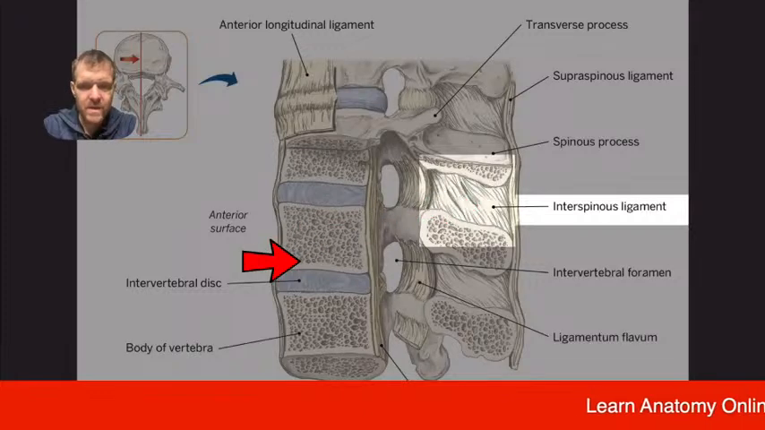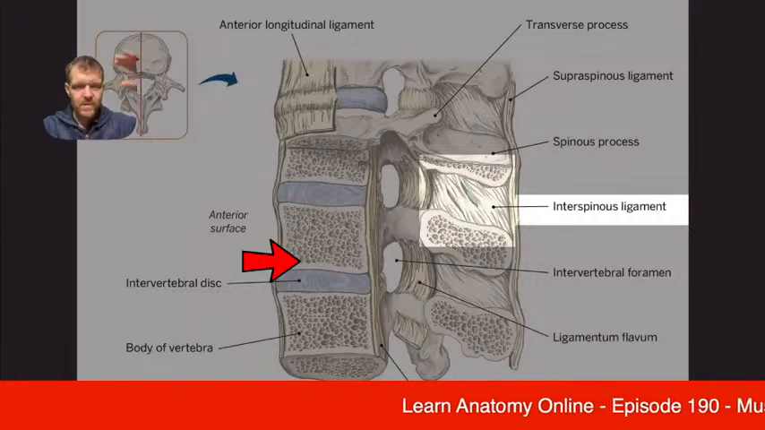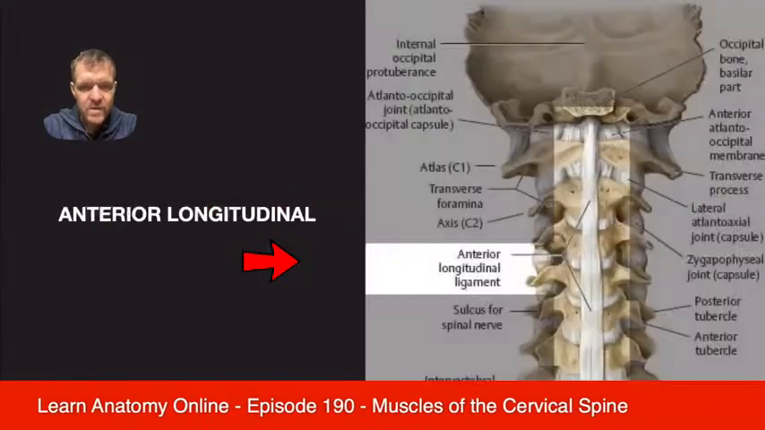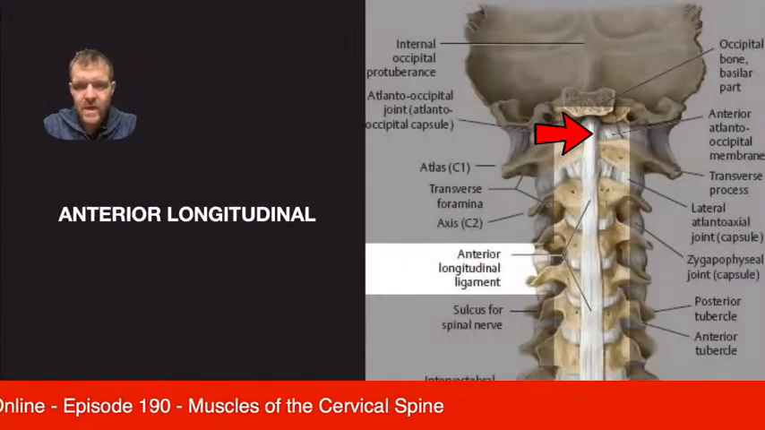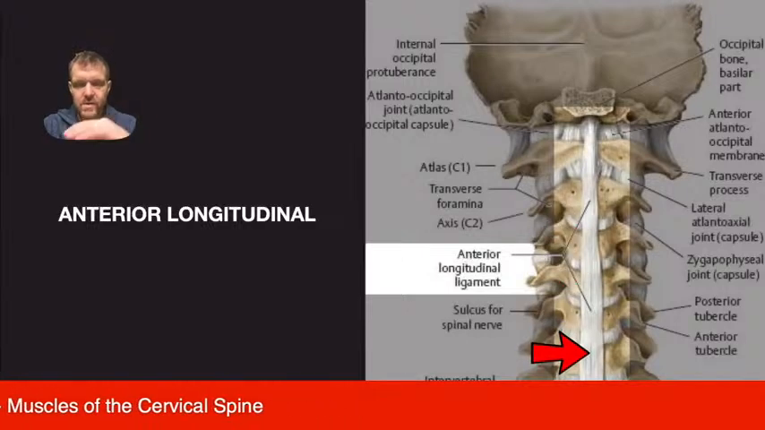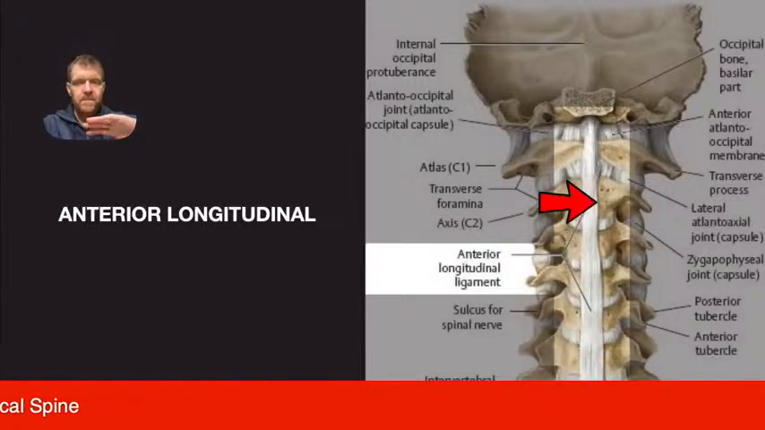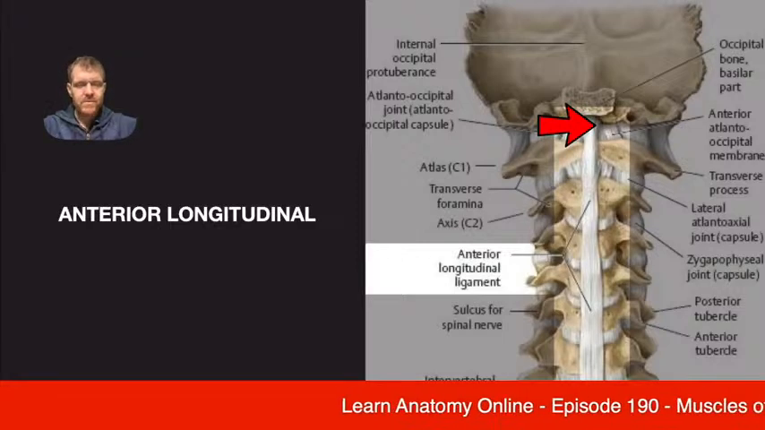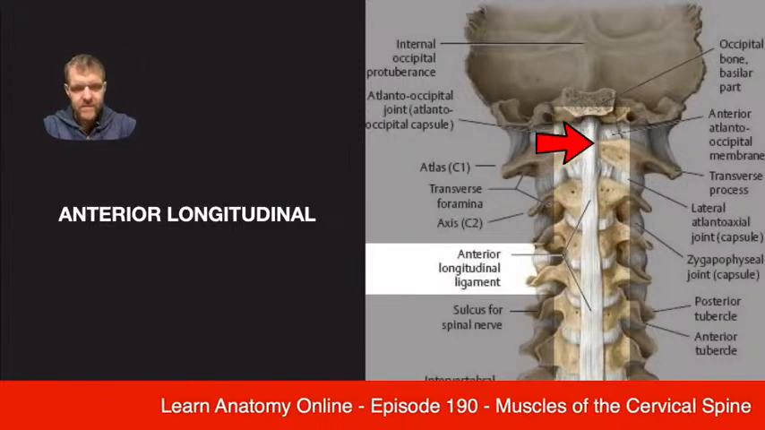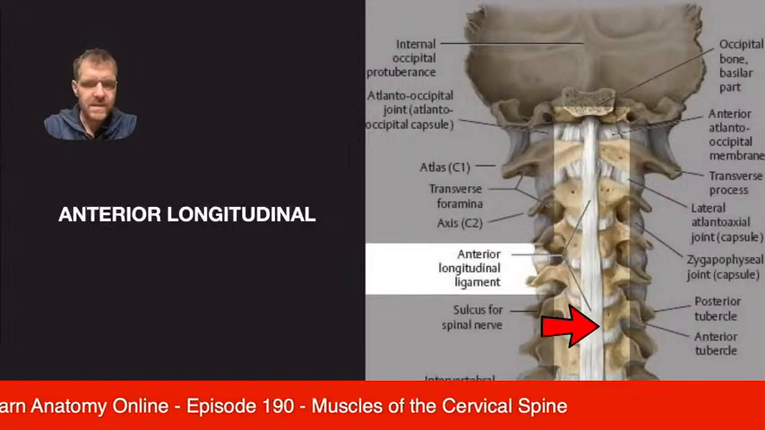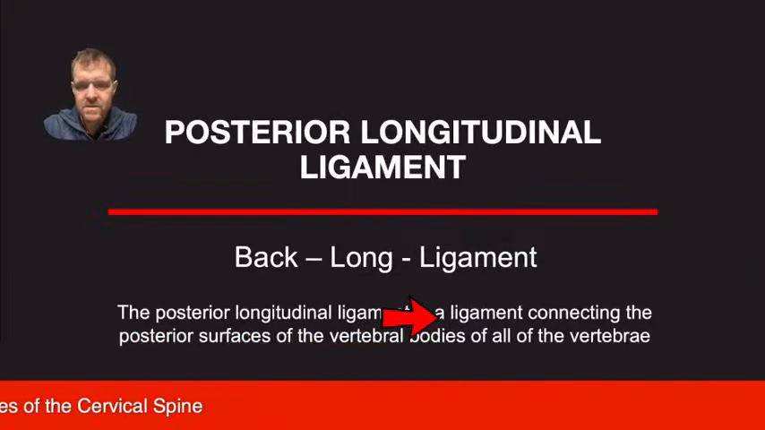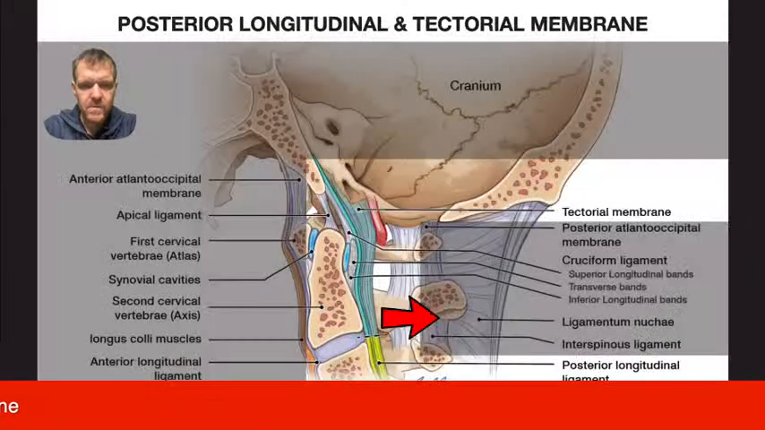So again, we've covered this quite a few times as we've worked our way up the spine. Anterior longitudinal, so a long ligament that goes on the front of the vertebral bodies, and that is, again, from the base of the skull all the way down to the sacrum. So it covers the whole spine, not just the cervical region. And then that links into, just skip forward a couple.